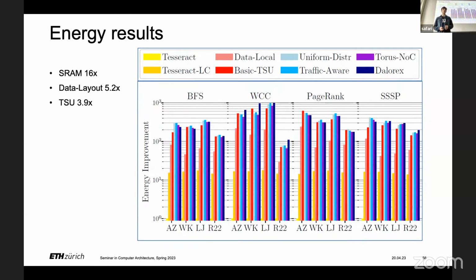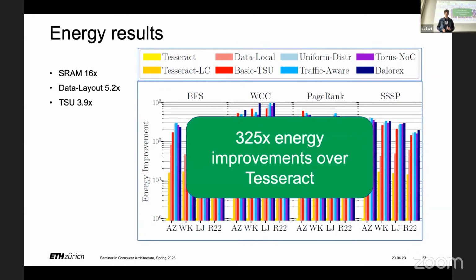So for the energy results, we do have huge results. The most present one comes from the use of SRAM. This is 16 times over Tesseract. As you can see, the Tesseract LC column, that is the orange one, is much higher than the Tesseract column that you can barely see. And overall, we do have 325 energy improvement over the Tesseract work.